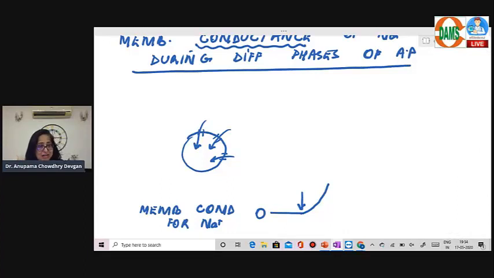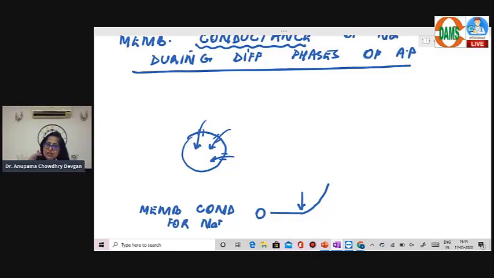There is a change in potential. I'm not showing you the action potential here. I'm showing you the changes in membrane conductance. When I give a stimulus, there is opening of voltage-gated sodium channels, there is influx of sodium, and because of influx of sodium, there is going to be a change in potential. We'll discuss the change in potential later. Right now, we are doing the changes in membrane conductance.